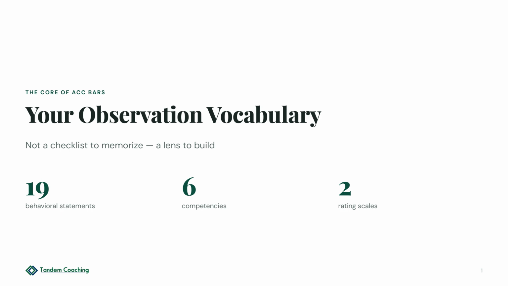Here's the landscape. 19 statements spread across 6 competencies. Each one describes a specific, observable behavior, not a quality, not a trait, not an impression. A behavior you can point to and say, that happened at this moment. Coach invites the client to identify their desired coaching outcome is observable. Coach is a good listener, is not. That distinction is the foundation of everything we're about to cover.